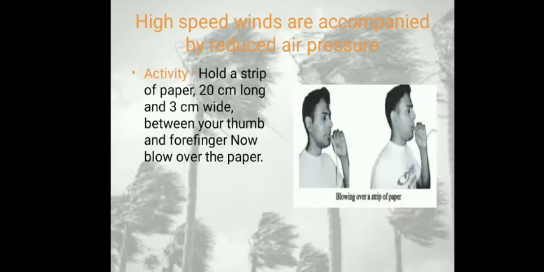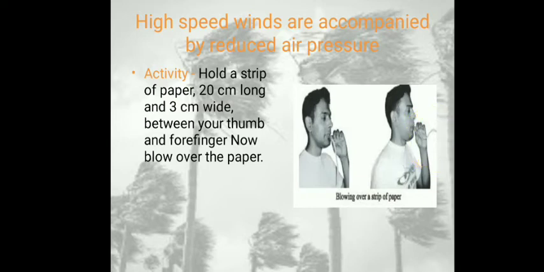Here a strip of paper 20 cm long and 3 cm wide is held between a thumb and the forefinger. As you can see here, this very thin strip of paper is held between the thumb and the forefinger near your mouth, and he is trying to blow the air above the strip of paper. As he blows the air above the strip of paper, you can see the strip of paper rising up.